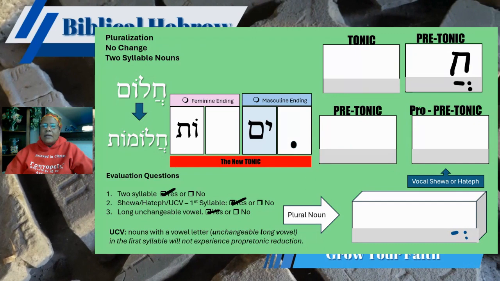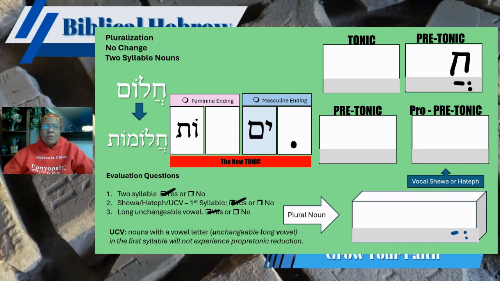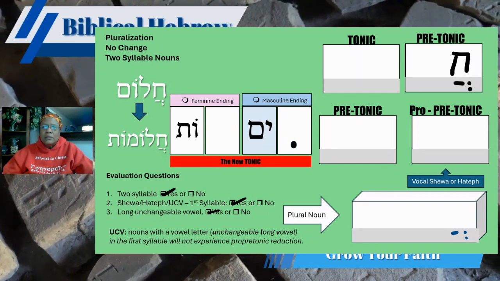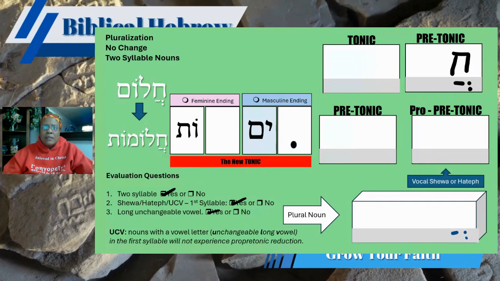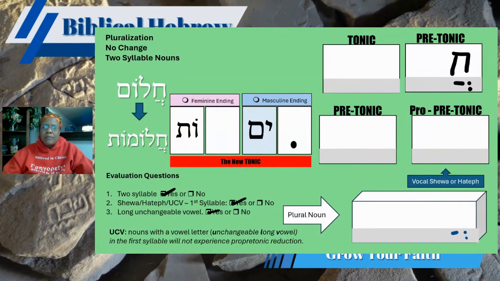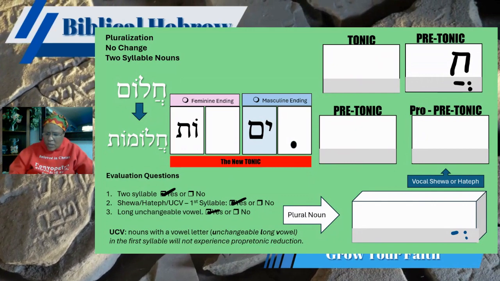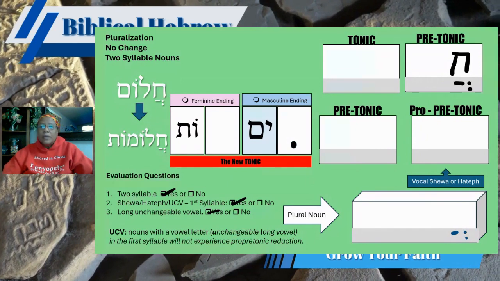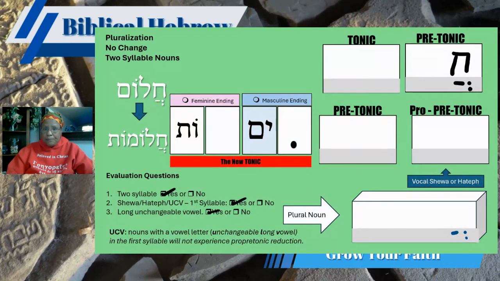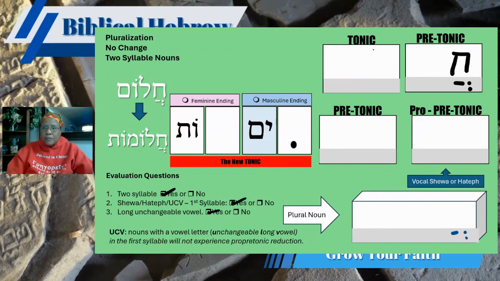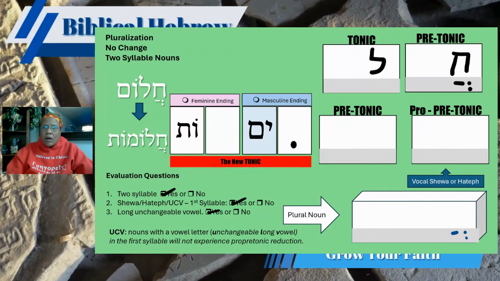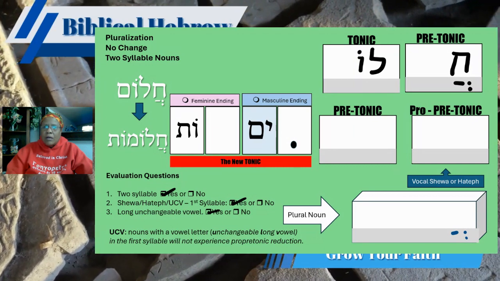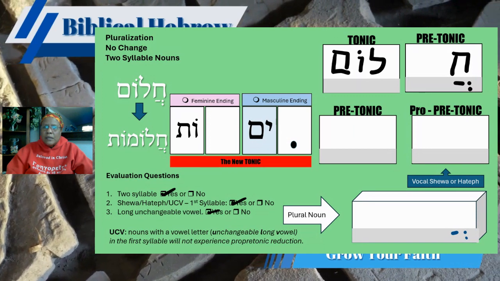And notice that gutturals really like A class vowels, and certainly in the pre-tonic will like this hatef patach. They tend to prefer that, especially in open syllables, or open pre-tonic syllables. Okay, I got off track. We're going to write our lamed with a sheva, vav, and our final mem.